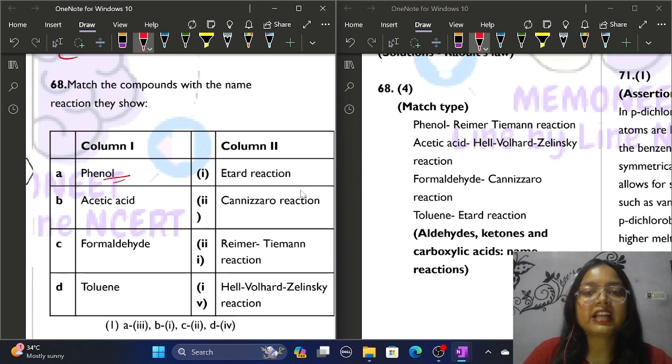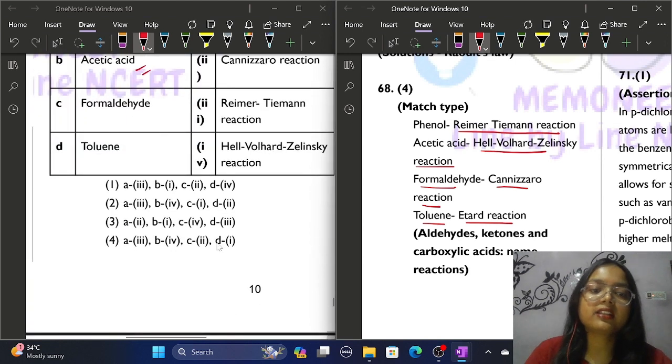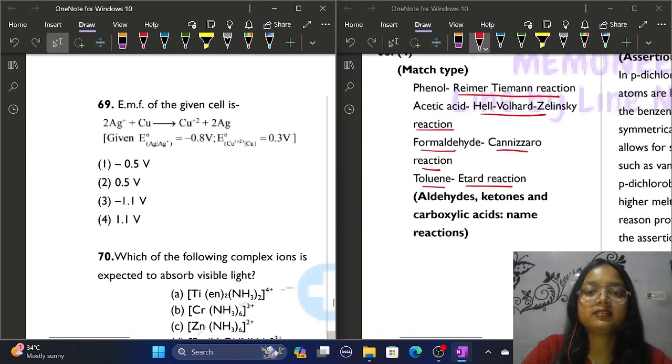What type of reaction does phenol show? It shows the Reimer-Tiemann reaction. What type of reaction will acetic acid show? It will show the Hell-Volhard-Zelinsky reaction. Formaldehyde will show the Cannizzaro reaction, and toluene will show the Etard reaction. So according to this, which option is correct? Option 4 is the correct answer. Okay, for question number 69.